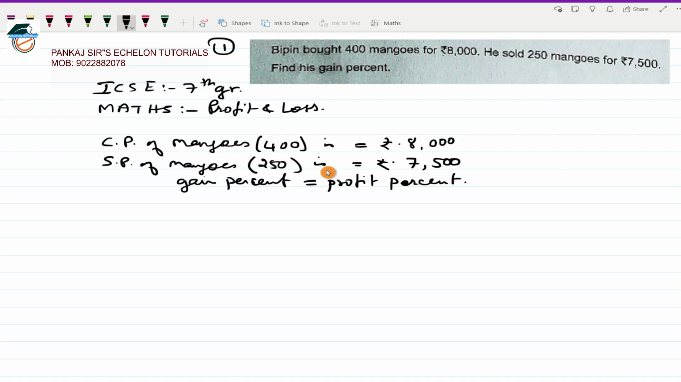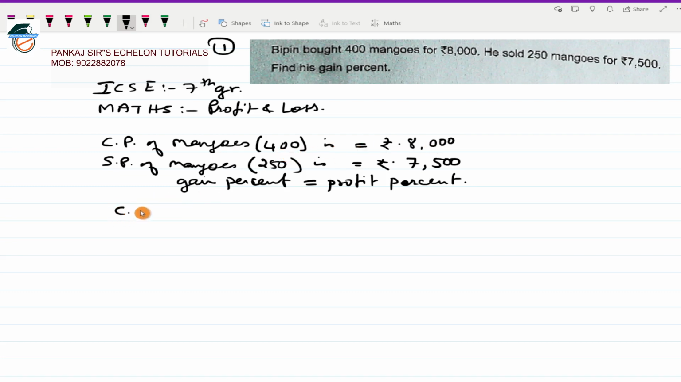So what we will do is we will convert this into a unitary method problem. Okay, what is the meaning of unitary method? Unitary means converting the cost price or the selling price of certain mangoes into one mango. That is known as unitary method. So the cost price of 400 mangoes is 8,000 rupees.